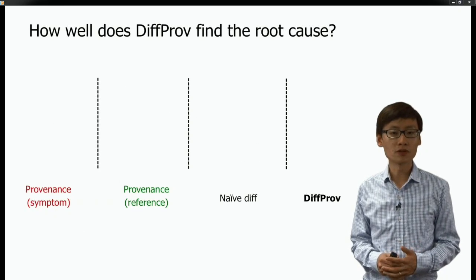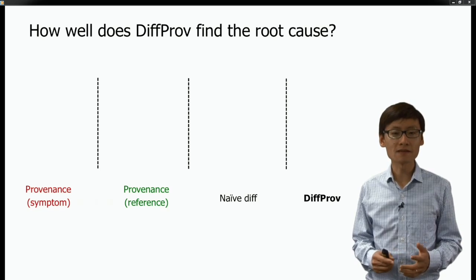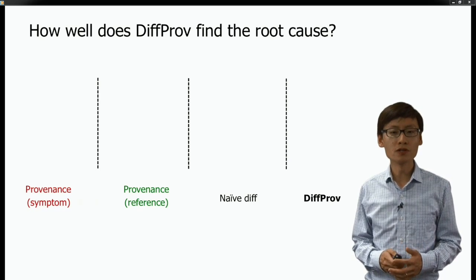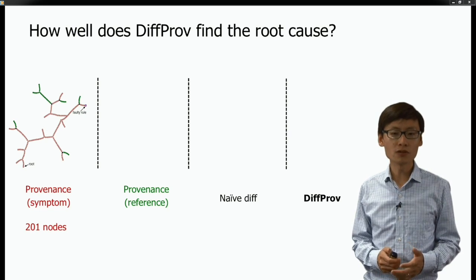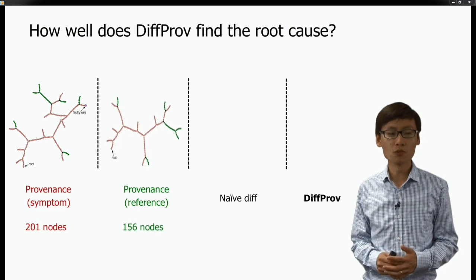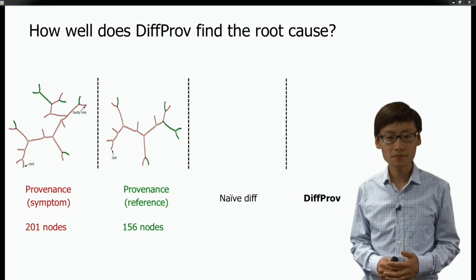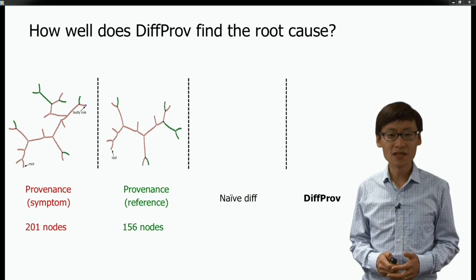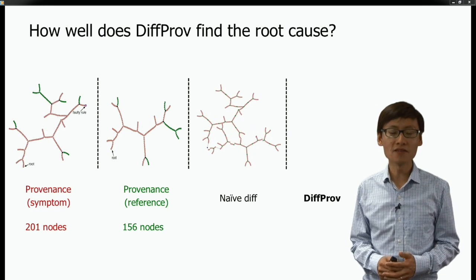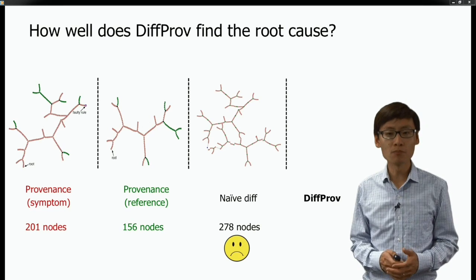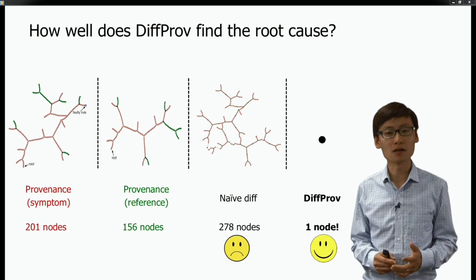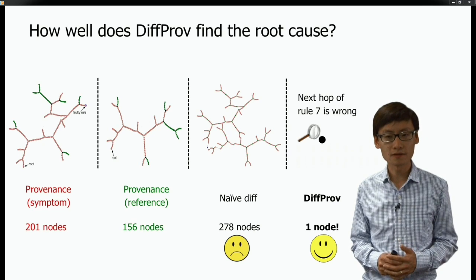For the running example that you saw earlier, what we found is that basic provenance returns more than 200 vertices on the symptom provenance tree. And the provenance tree for the reference event is also more than 100 nodes. What we found is that the naive diff has 278 nodes, but differential provenance is able to pinpoint a single node as the root cause, and that corresponds exactly to the misconfigured routing entry.